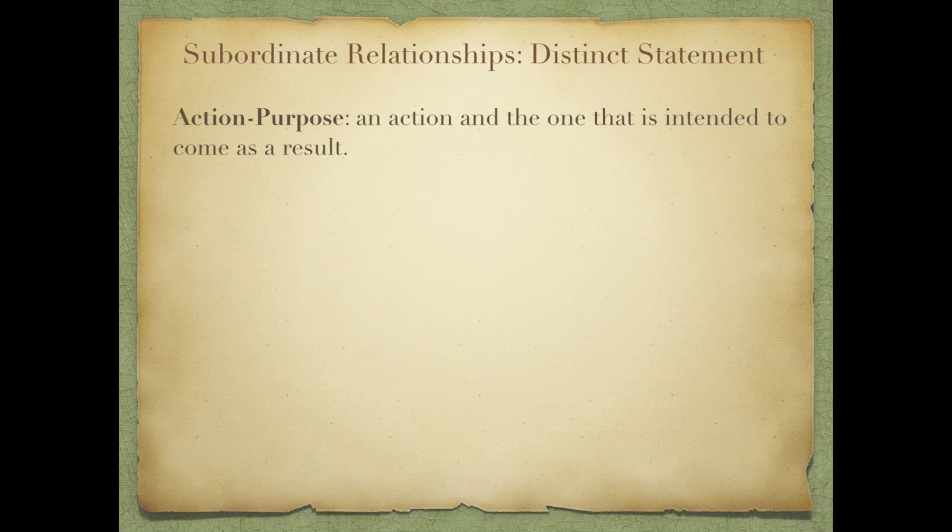Here's another one that deals with action. This one's action purpose. Here we have an action and the one that is intended to come as a result. So keywords for here include in order that, with a view to the end that, or lest. Here you've got to think, what is that resulting action? Is it intended to come as a result, or does it automatically happen with it?